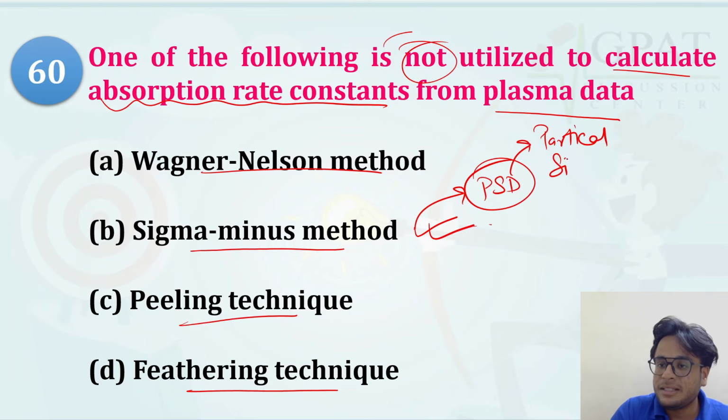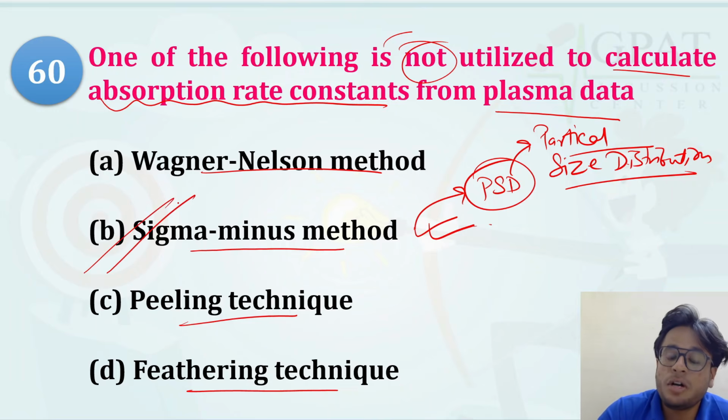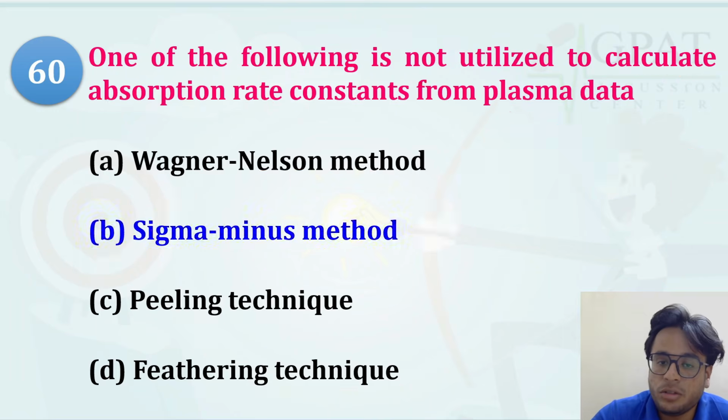The particle size distribution is mainly given by the sigma minus method. So we have to find the odd one out of them. So B is going to be the correct option.